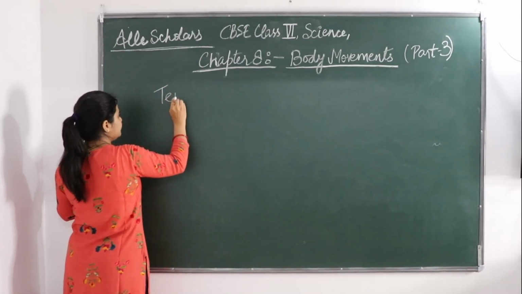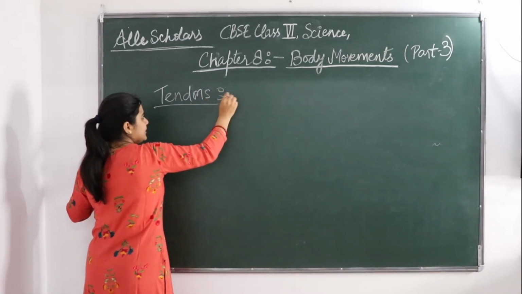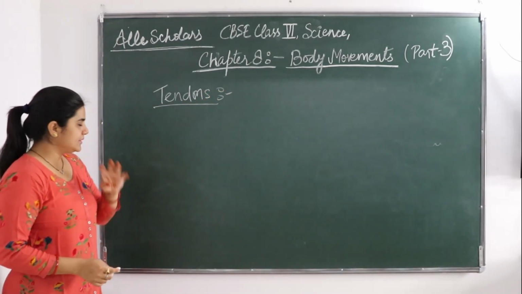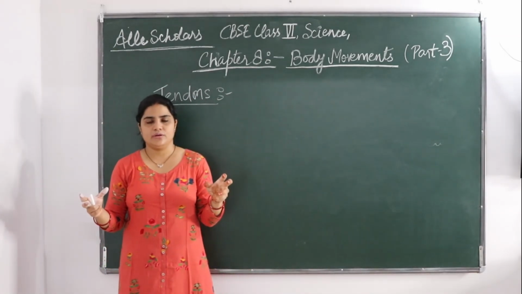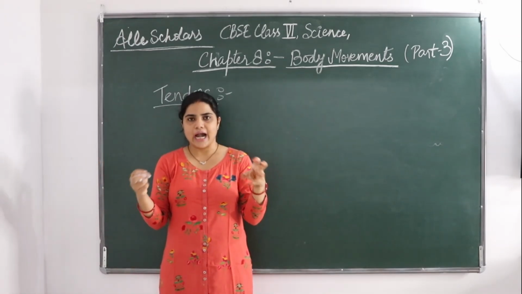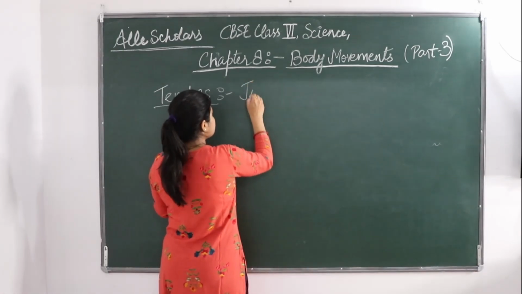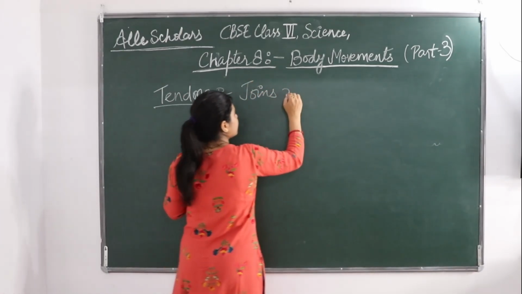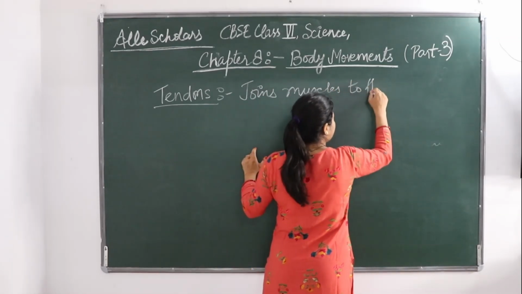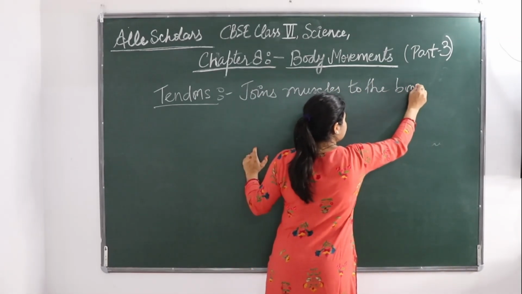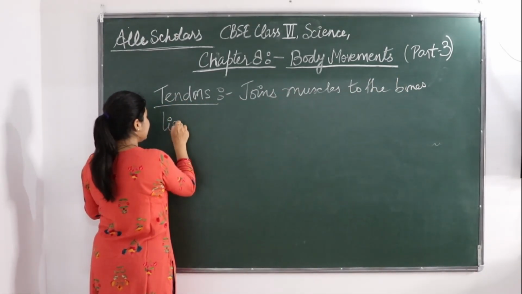What is tendon? We will see only the definition of a tendon and muscle. These tendons join muscles to the bone. How muscles and bones are attached together is called tendons. So tendons join muscles to the bones. Next is ligament. What is ligament?